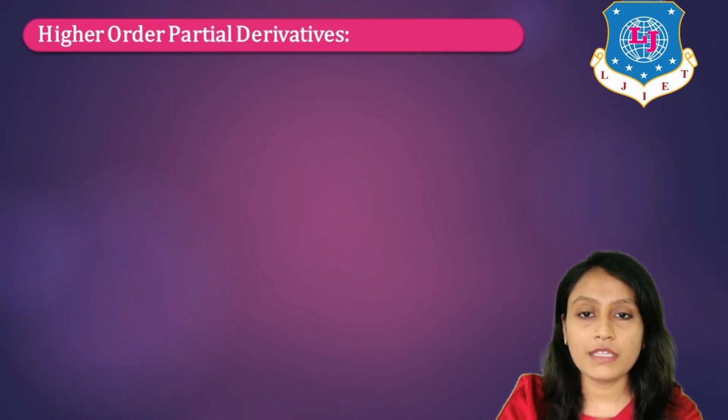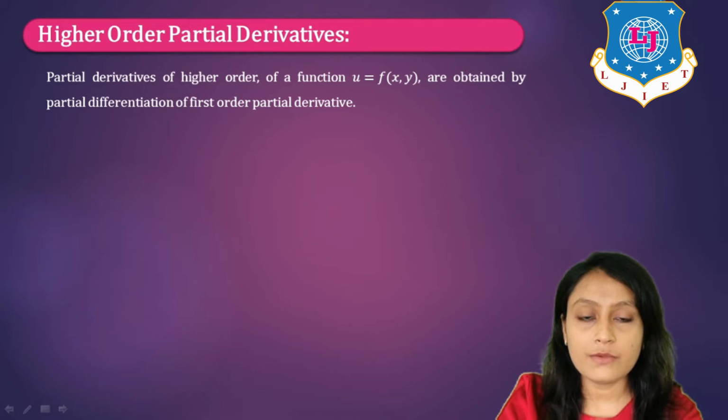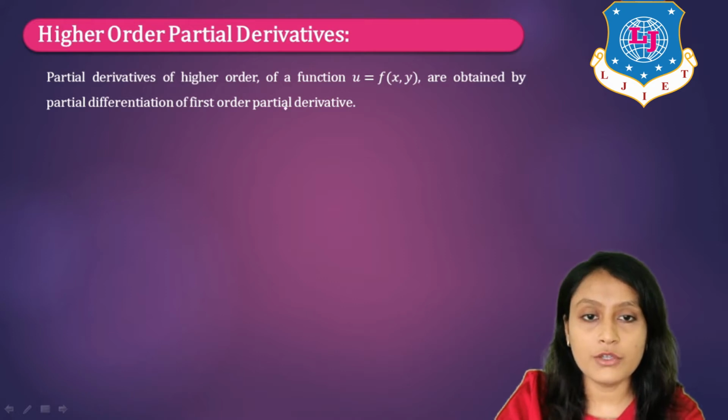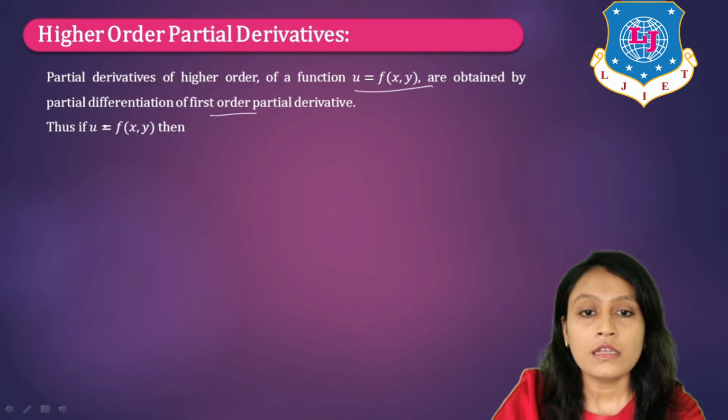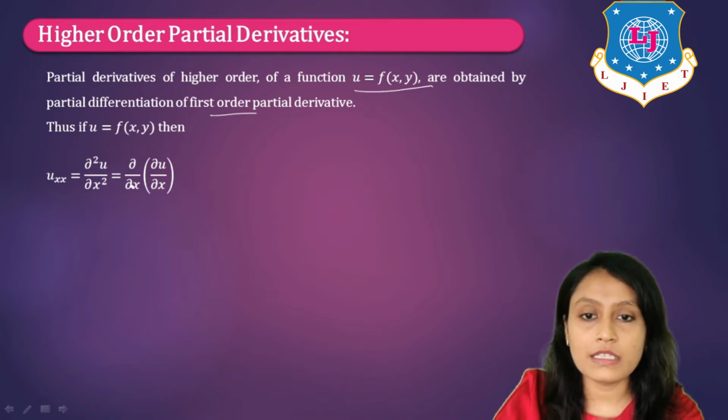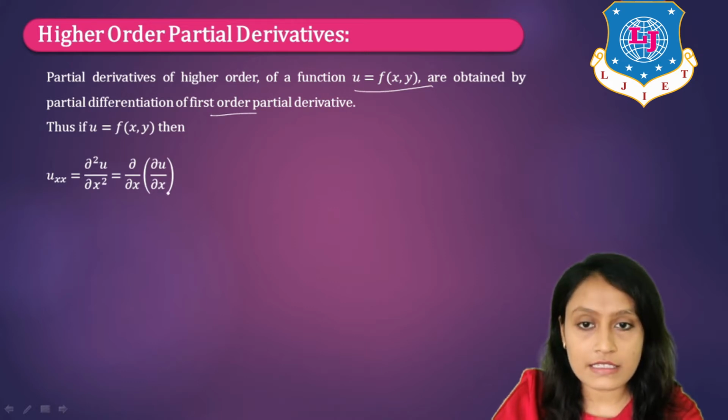So let's begin with the higher order partial derivatives. Partial derivatives of higher order of a function u equals f of x, y are obtained by partial differentiation of first order partial derivatives. If u equals f of x, y, then u_xx, that is del square u by del x square, is equal to del by del x of del u by del x, right?